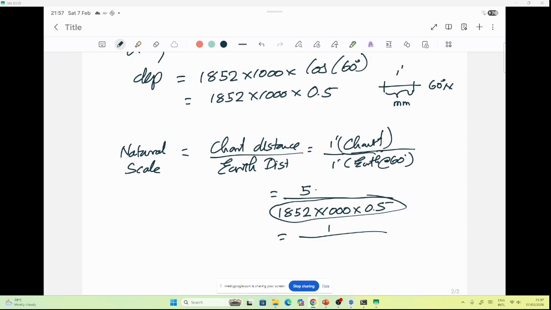Can somebody tell me the scale of this chart? Somebody type the answer? 1,85,200, sir. Yes. So the natural scale of this chart is 1 to 185,200. This is the scale. Are we clear?